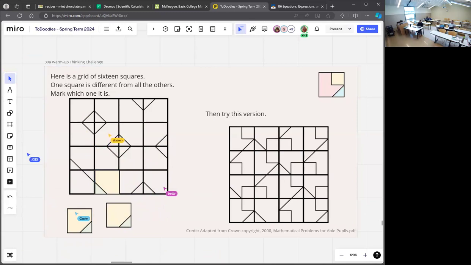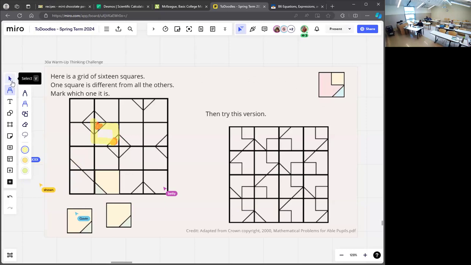There are two different triangles in there. Yeah, it has one little triangle and another little triangle. So this square is the one that's different from all the others because it has two of those little triangles. Make sense? Okay, now it gets trickier.